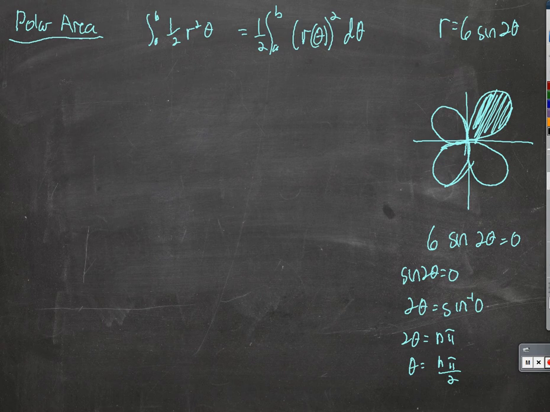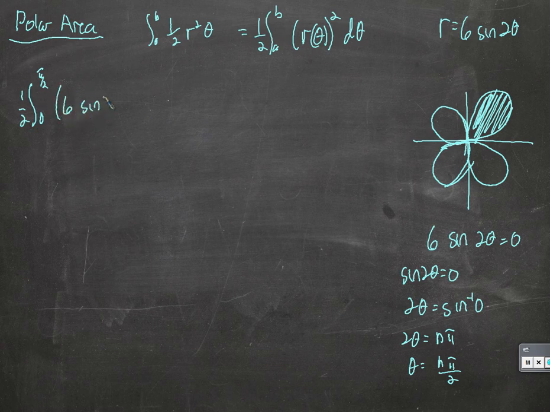Okay, so we found the limits. They're going to be between 0 and pi over 2. Of what? We use the formula quite nicely. We have 6 sine of 2 theta squared d theta. This next part, I believe both of you missed. Connor, you didn't even take the antiderivative of that, and I think you know that you didn't.